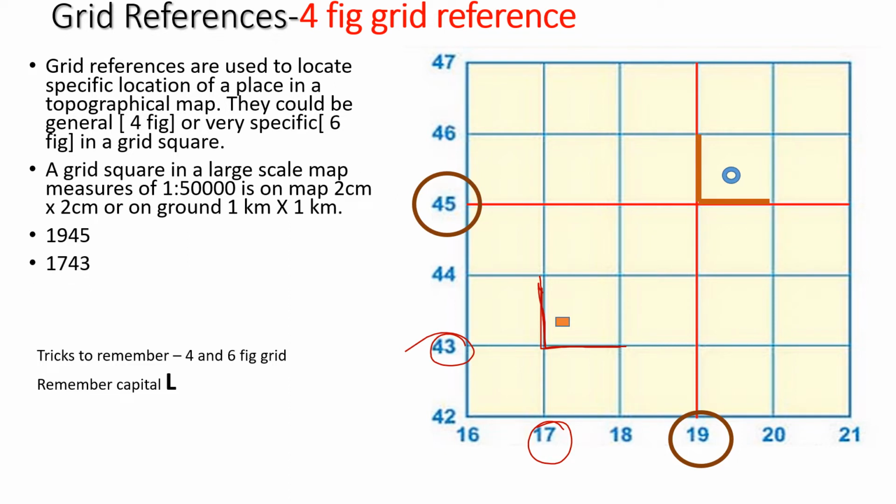Let's see what it is. Perfect, 1743. The next one, there is another well. So again L, this is the first line, that is 20. Then I have drawn the bottom line, that is 42. So it should be 2043. All good. So we have done this.